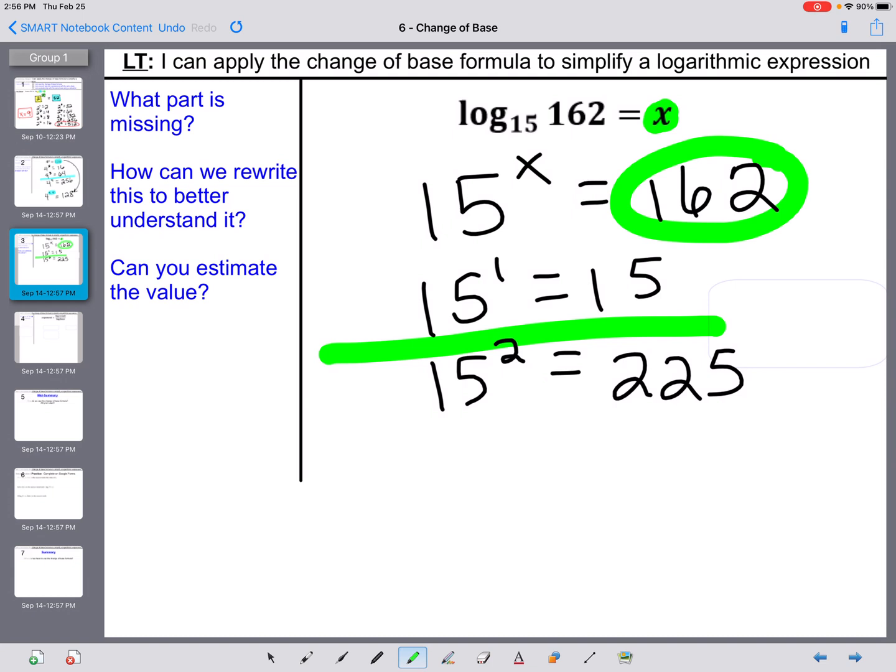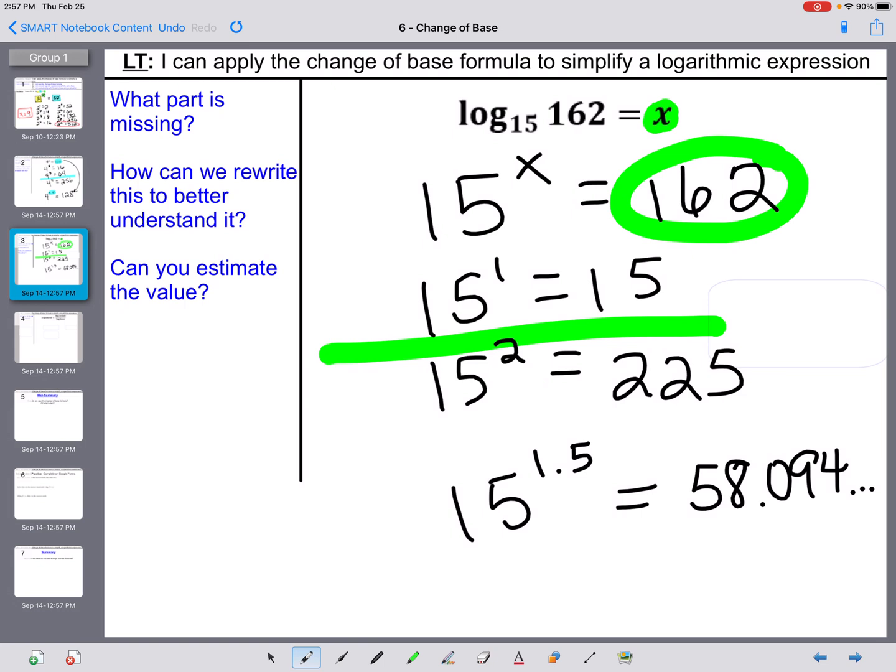So in the last problem, we just picked the number that's right in between. It was between 3 and 4, so I tried 3.5. In this problem, I'm looking for something that's between 1 and 2, so I'm going to try 1.5 and see what happens. So if I type in my calculator 15 to the power of 1.5, it comes out to 58.094 and so on, which is still not even 162.